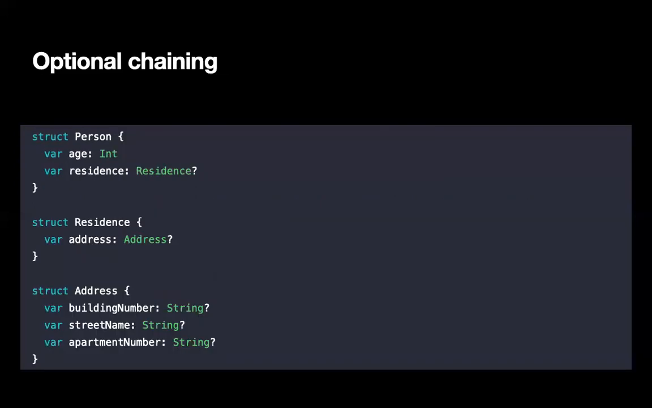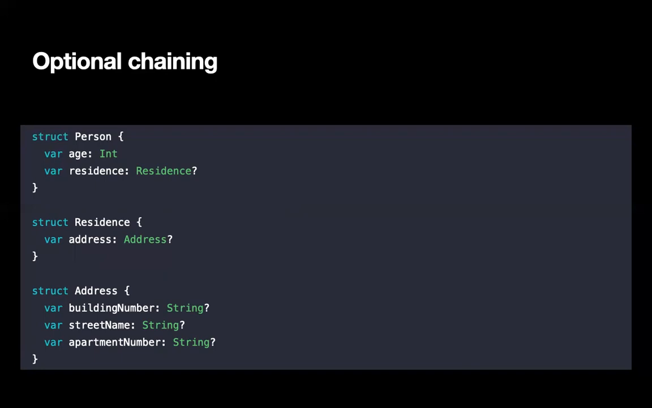One more example of optional chaining we have given here. In this example, every person has an age and may have a residence, because residence is optional. A residence may have an address. Further, the residence may have an address, but not every address has an apartment number. So this is the scenario here.